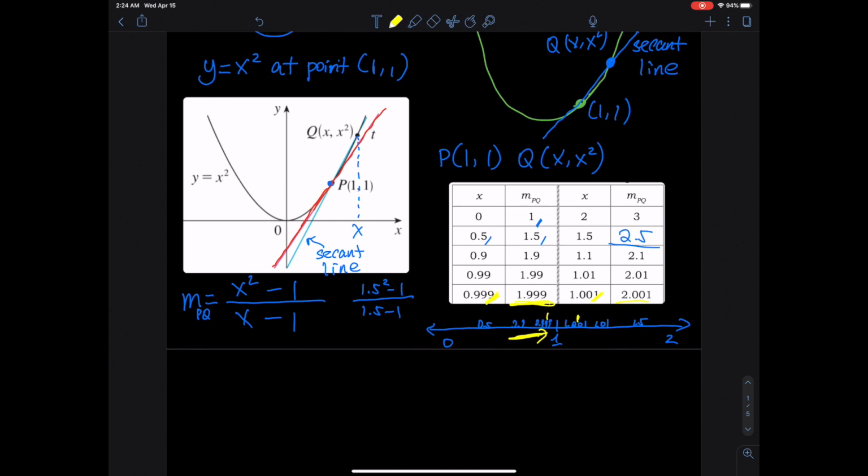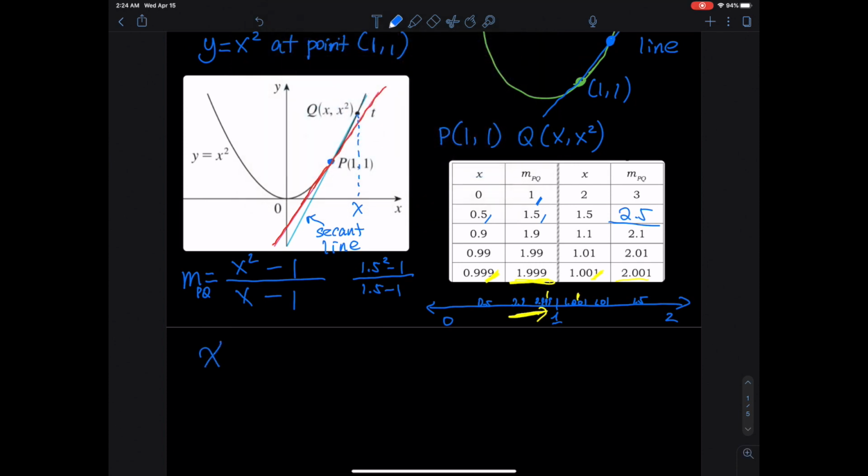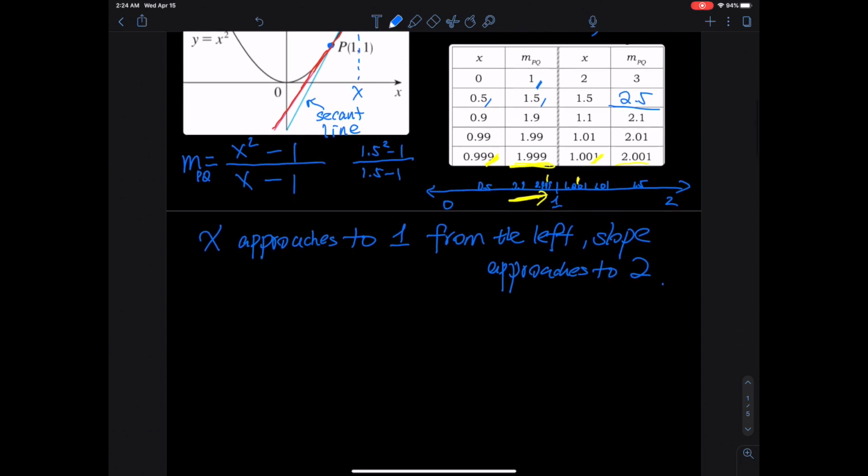So what do you see here? What I see is as x approaches 1 from the left, the slope approaches 2. What about x approaches 1 from the right? Let's do something simple. As x approaches 1 from the right, the slope approaches 2.